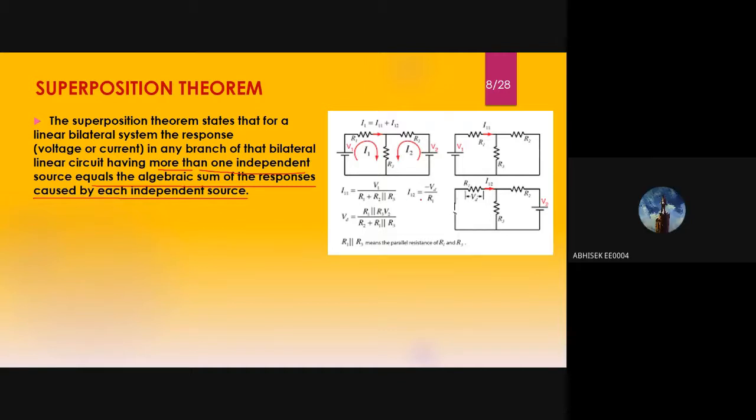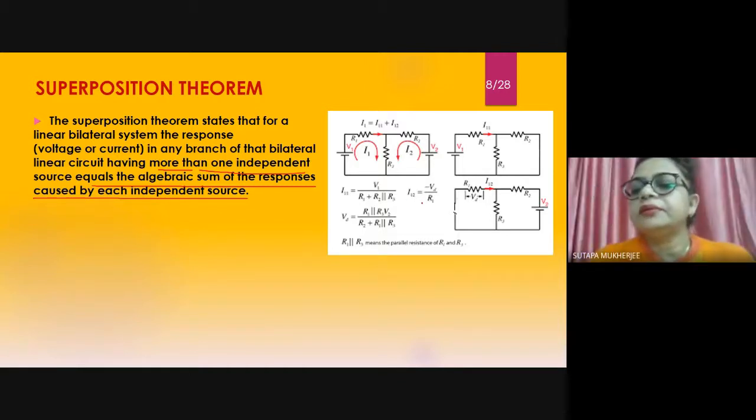So I12 is equal to what? VD divided by R1, and VD is equal to what? Again, this V1 is shorted, so the contribution will be R3 and R1 in parallel, and that parallel combination is added with R2.